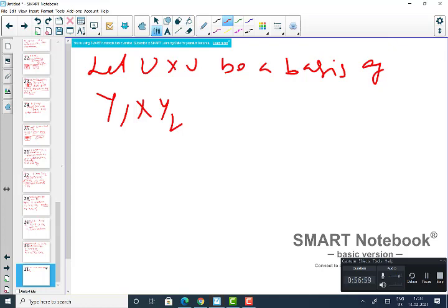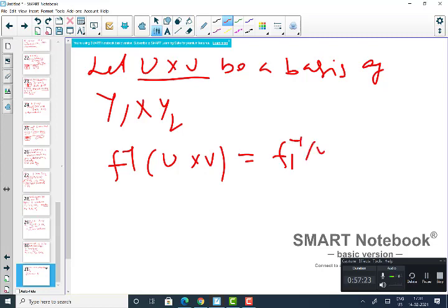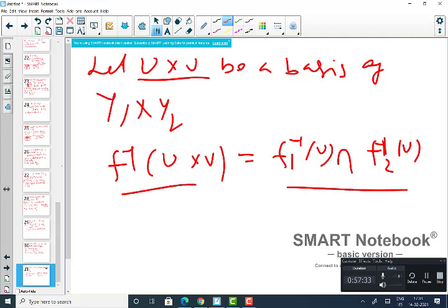Now what will be the preimage of this under f? If you take the preimage of u cross v under f, this will be a subset of x, right? But you see this preimage is coming from the preimages under f1 and f2. So this is actually, if you take the preimage of u under f1 and the preimage of v under f2 and take the intersection, this is actually the same as this. Why is it the same?